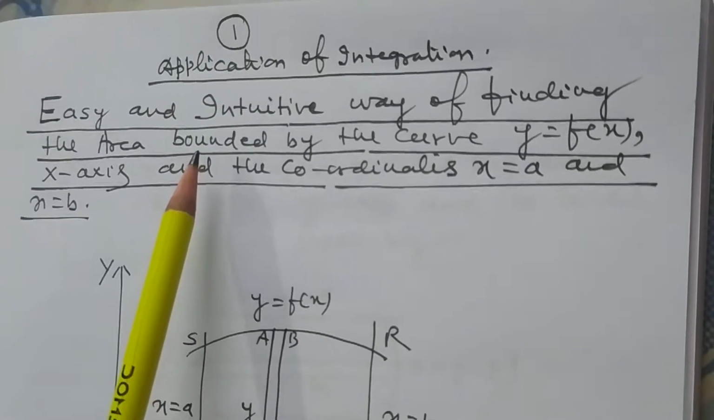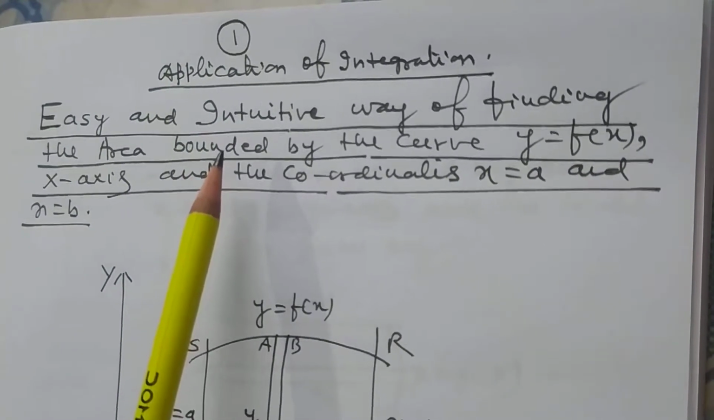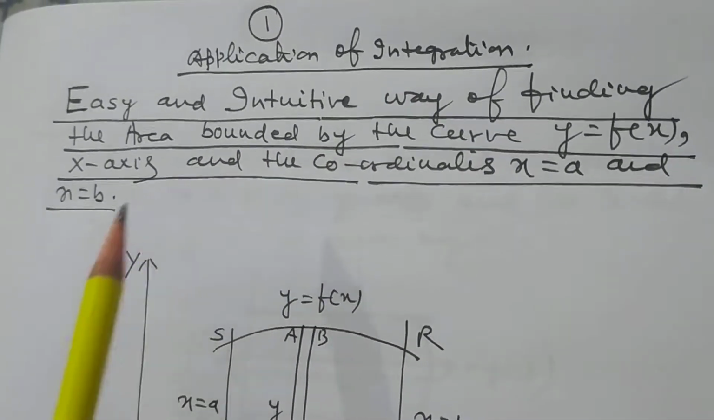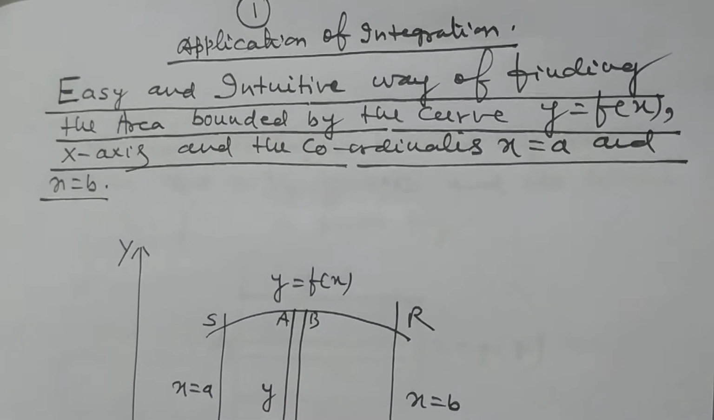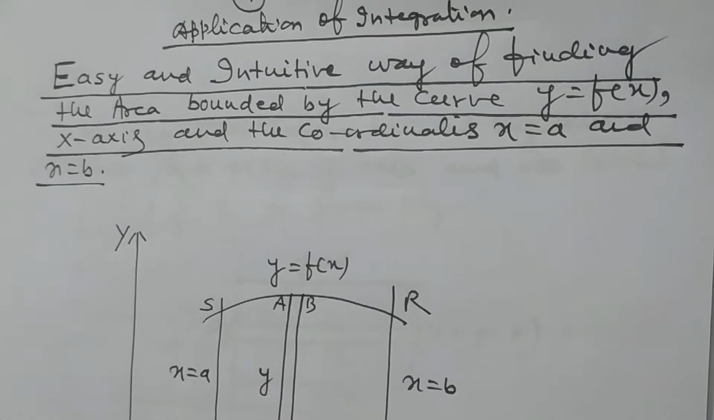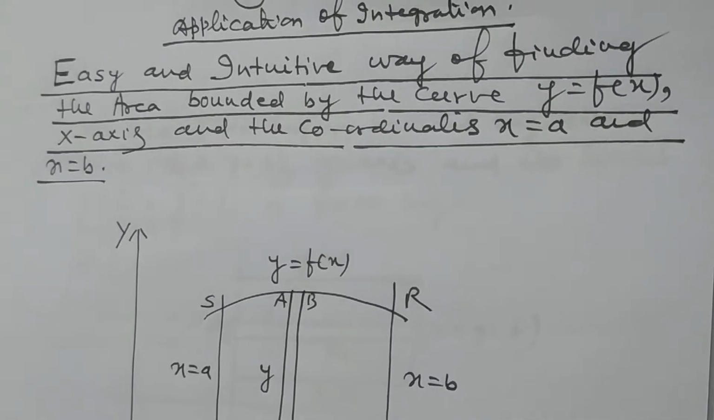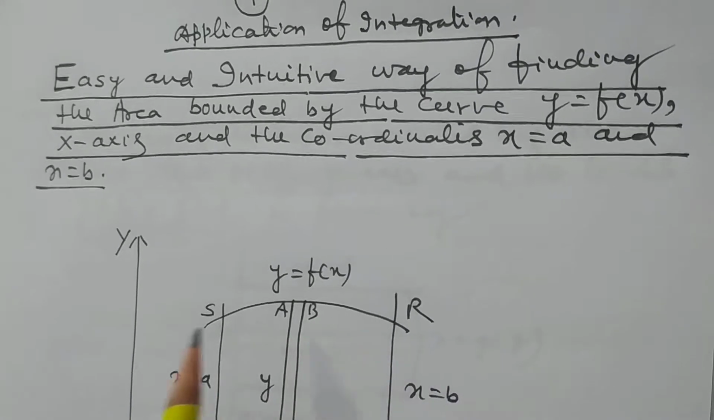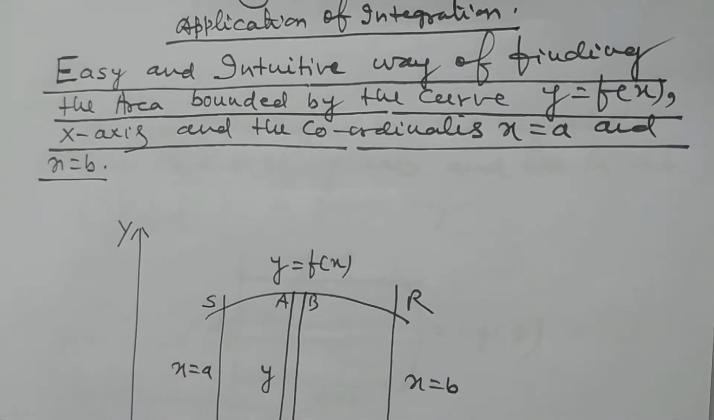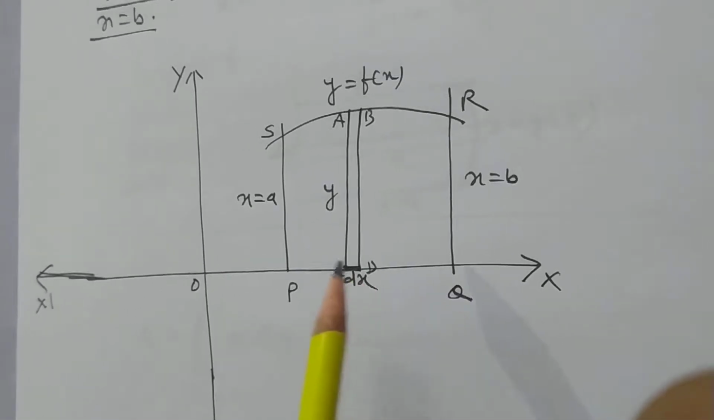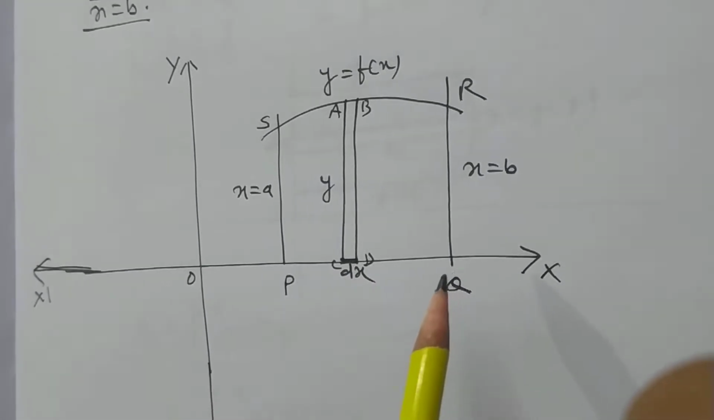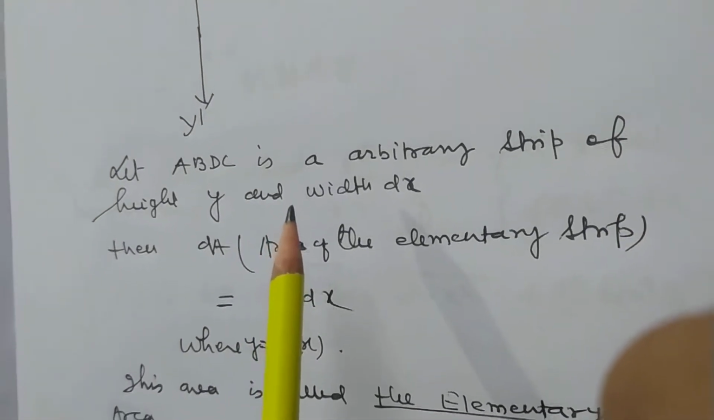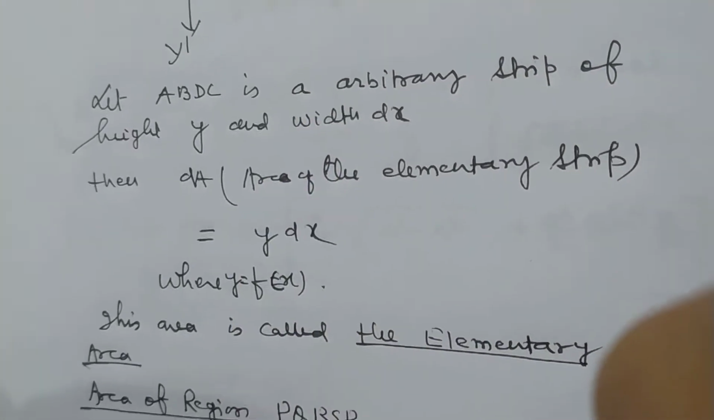Now today I want to start a new chapter, application of integration. Here in this problem, by the method of intuition, the area bounded by the curve y is equal to f(x), the x-axis, and the coordinate lines x is equal to a and x is equal to b can be determined by using integration in this way.